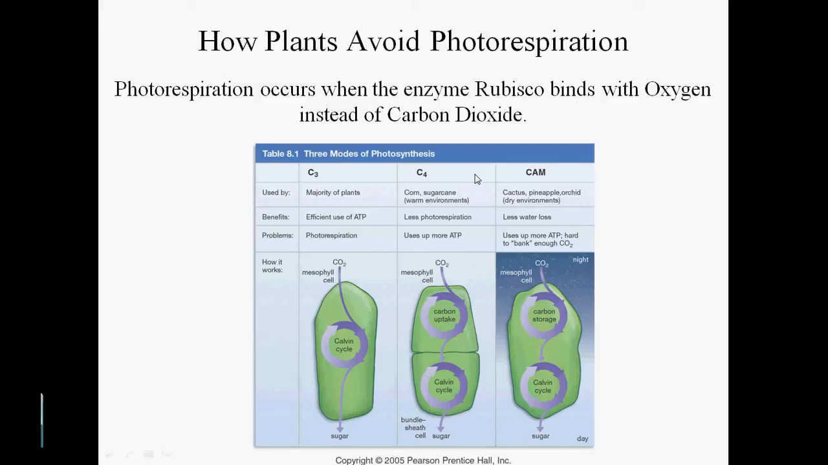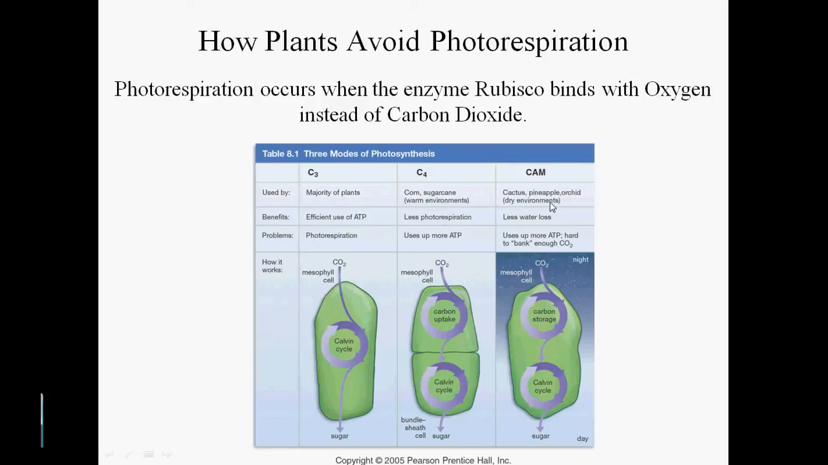Well, the plants that have to worry about this are plants in warm environments and plants in dry environments. So they undergo another way of photosynthesis called C4 photosynthesis. So C4 photosynthesis, basically all that happens is that they use ATP to ferry that carbon dioxide into bundle sheath cells, to avoid it from even getting a chance to bind with oxygen. And so it works. It prevents photorespiration. However, it does require ATP, and this happens in your warm environment. So your corn and sugar cane undergo this C4 photosynthesis.